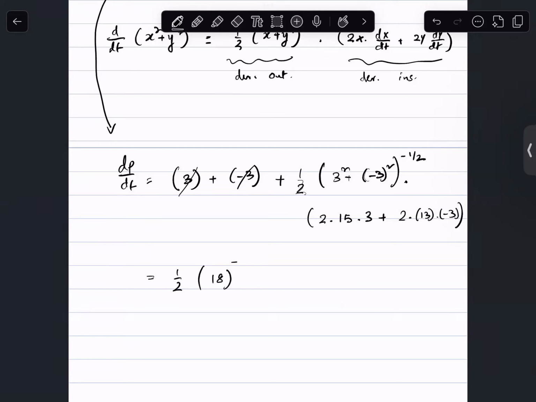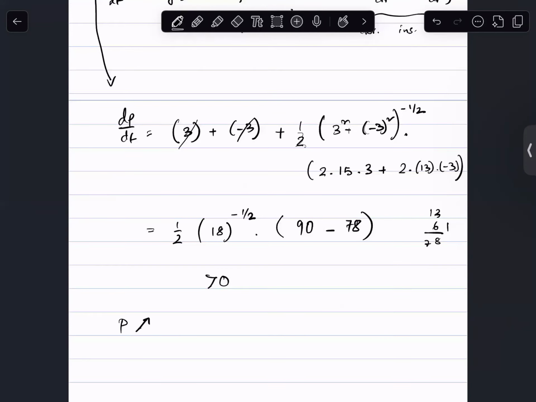So let me write it as it is, and then 90 minus, so you get 13 times 6. So you get negative 78, I believe. Okay, which is again positive. So your perimeter is also increasing.